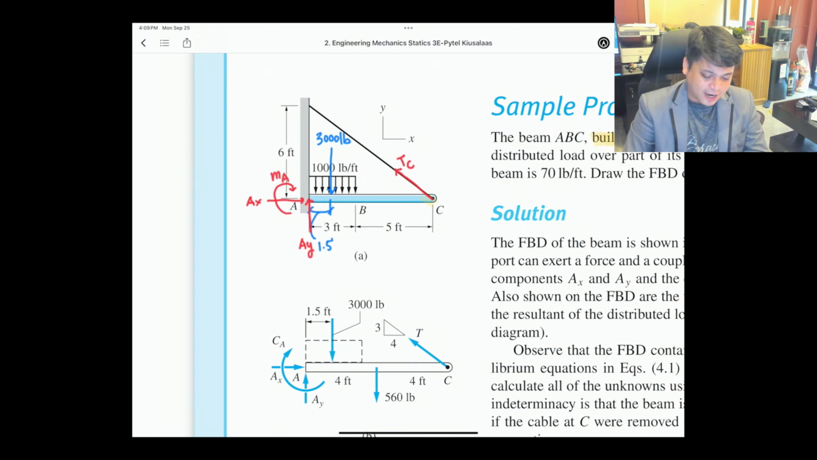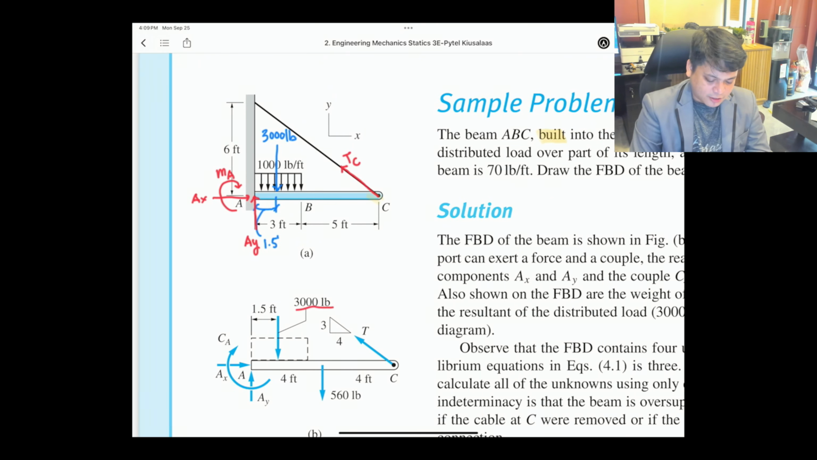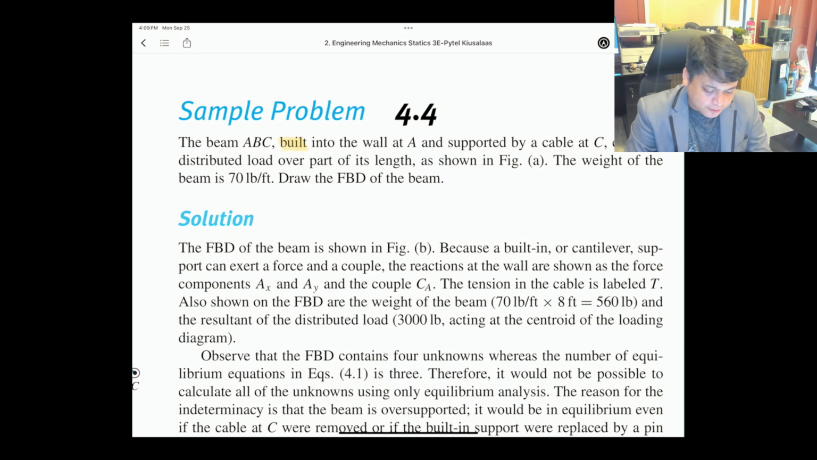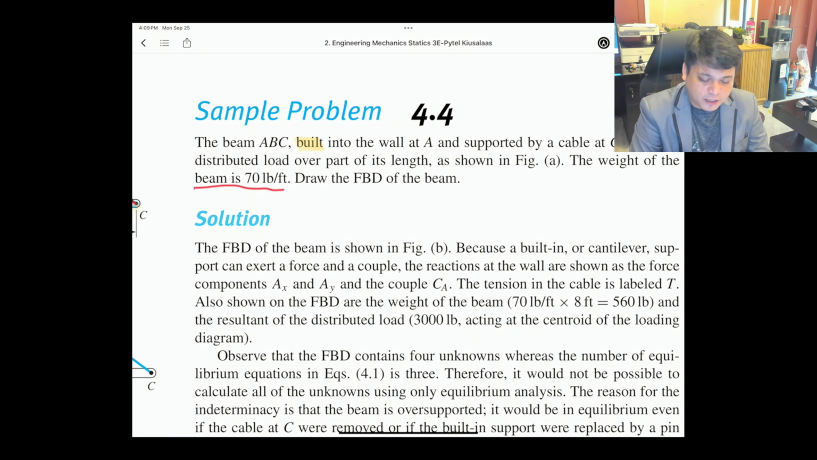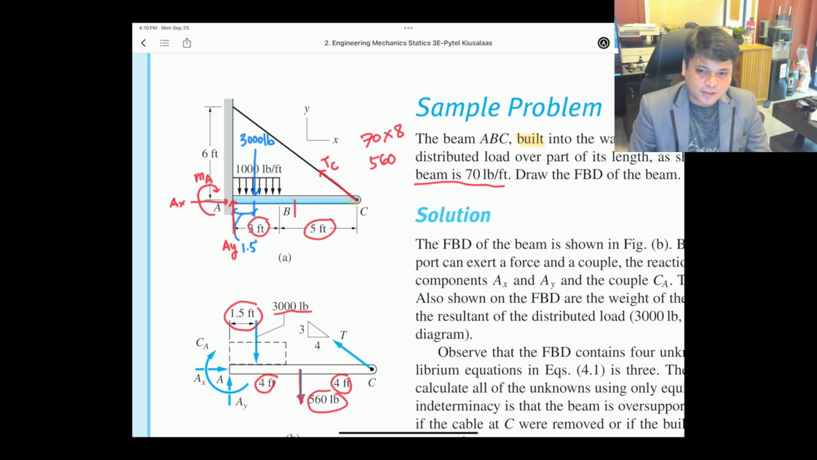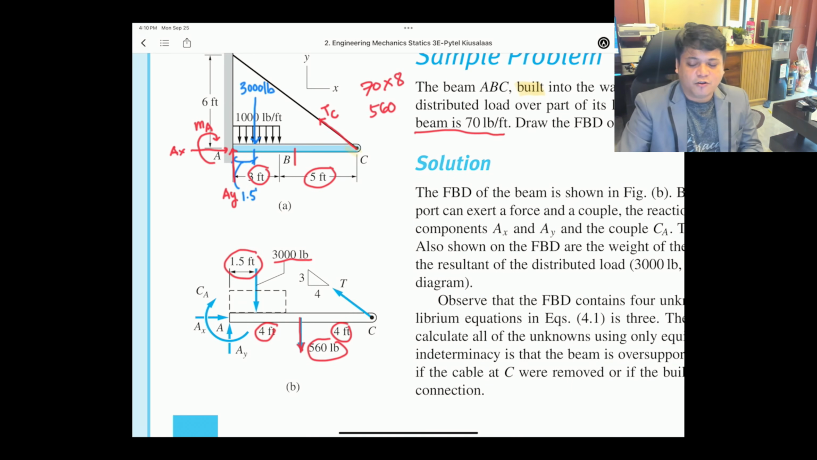I just redrew it. Again, you have 3,000 pounds located at 1.5 feet. And then we also have a weight, right? It was given. It says the weight of the beam is 70 pounds per foot. So you multiply the 70 by the length, times 8, so you have 560. Again, it is located at the center, so 4 and then 4. So this is now a free body diagram of this figure. Again, the lesson here is you must know how to draw the free body diagram.